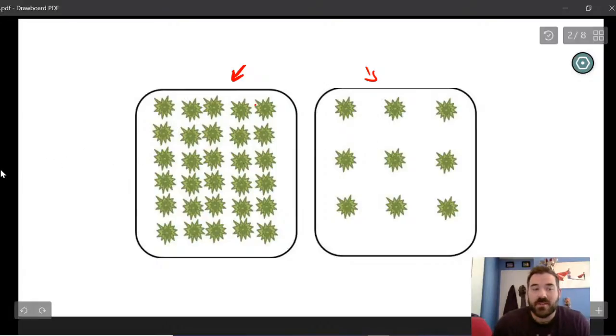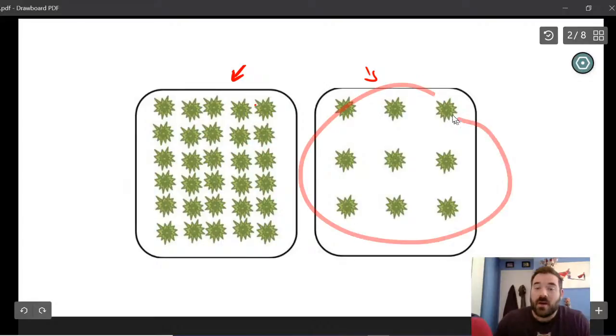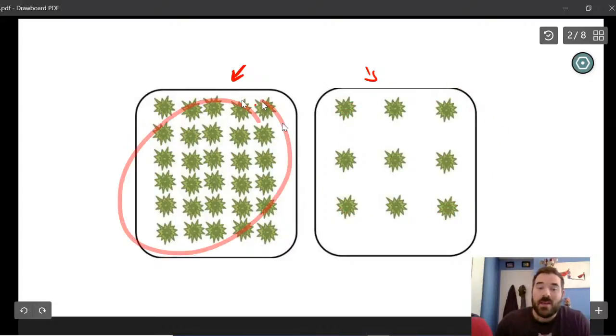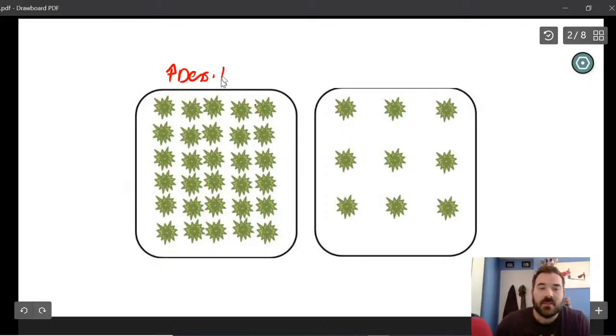Both these lots are the exact same size. But the lot on the right has far fewer trees than the lot on the left. We have 9 trees on the right, and we have many more than that on the left. So we would say that the lot on the left has a greater density than the lot on the right.